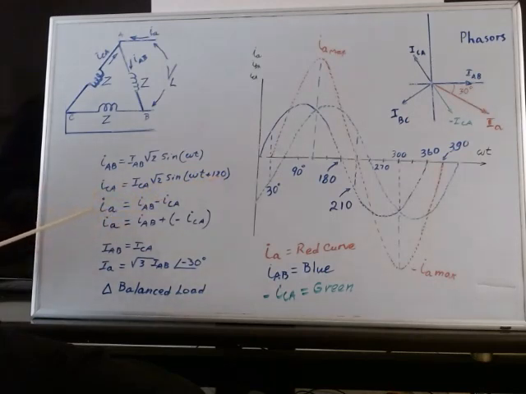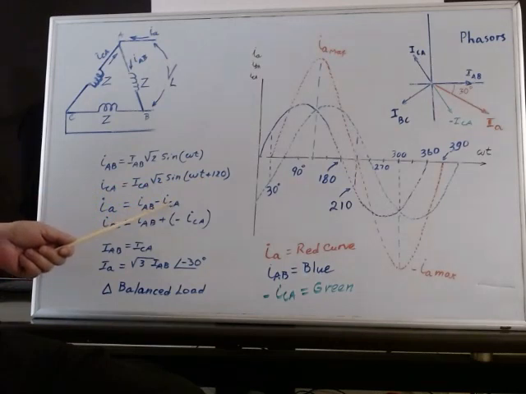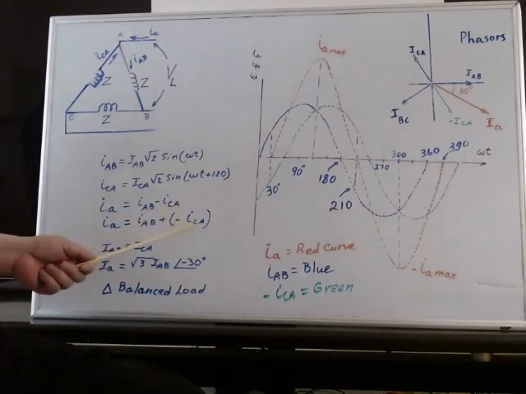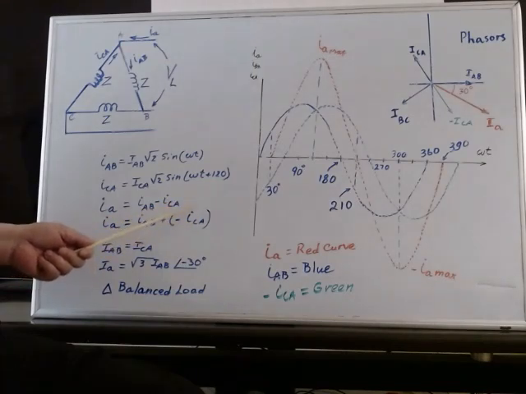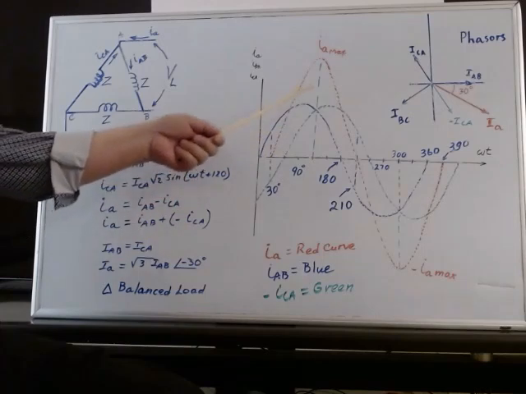IA, the current from the source, is equal to IAB minus ICA. So IA is equal to IAB plus minus ICA, to simplify by using addition instead of subtraction graphically here.